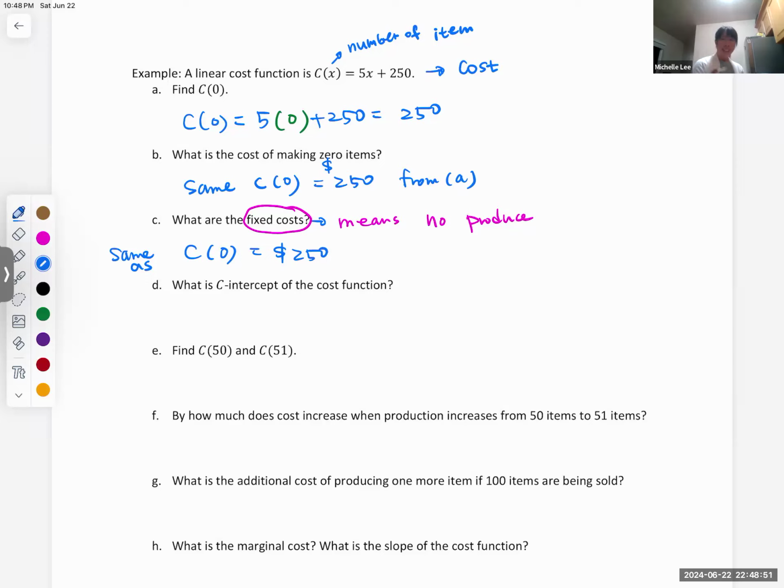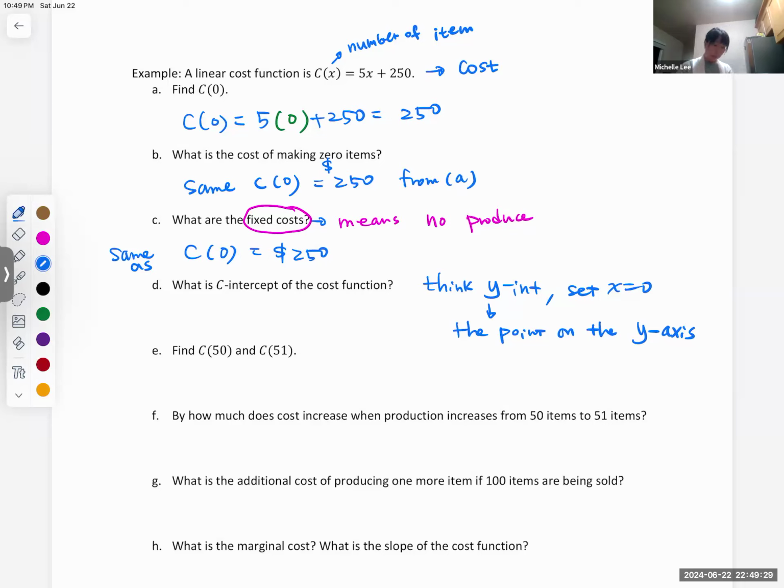Okay. What is the C-intercept of the cost function? So think about the y-intercept. How did we find the y-intercept from the algebra course? We said set x equal to 0, right? Okay, then graphically, how do you know the y-intercept? We need to look for the point on the y-axis, right? The point on the y-axis.